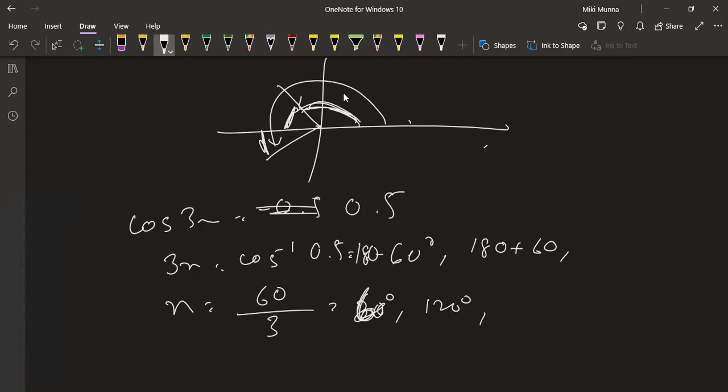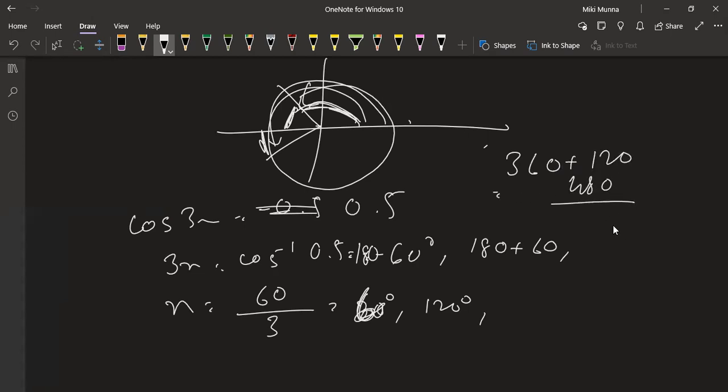120 is perfect. If we take a round clockwise direction, that means what do we have? 360 plus 120. We have here 480. Now 480 divided by 3 means what? That means 160 degrees. That means that can also be considered. And we go further, 480. Yes, that could also be done.